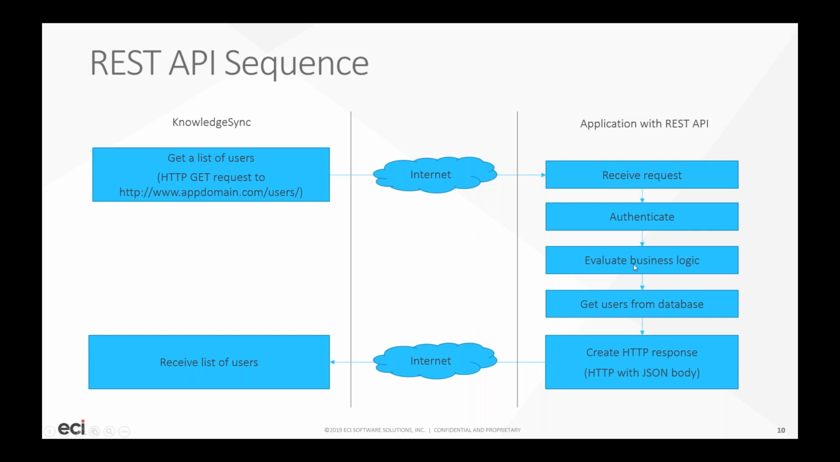But let's say in this case, everything checks out. We want to get the users from the database. Then the REST API takes that list of users, creates a response. And as we saw, this would be with a JSON body. And again, we'll look at what JSON is, and it transmits that back over the internet. And KnowledgeSync then receives the list of users.